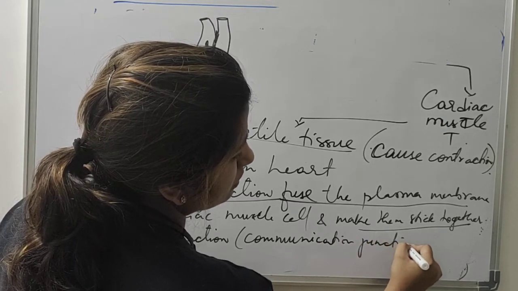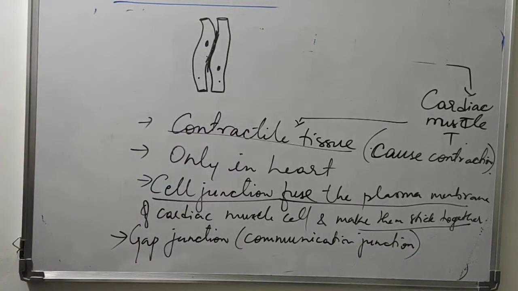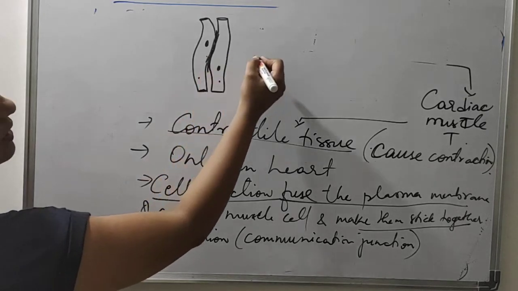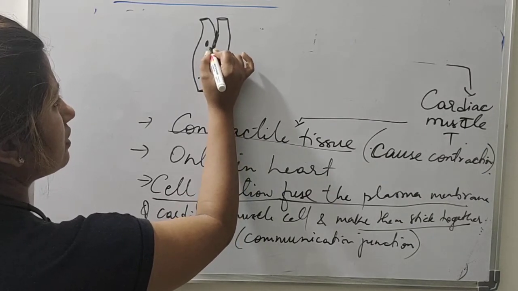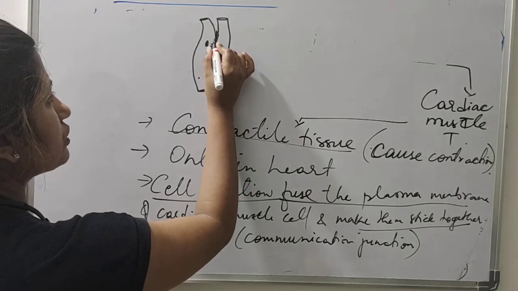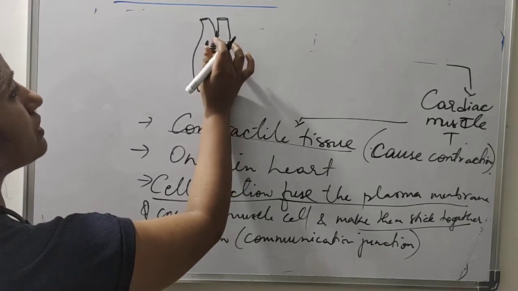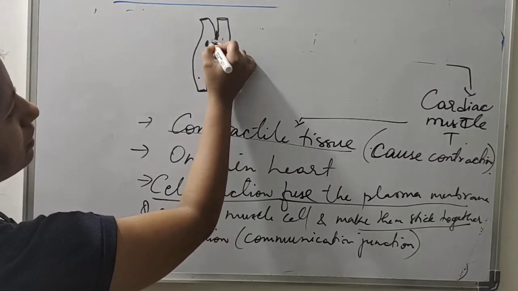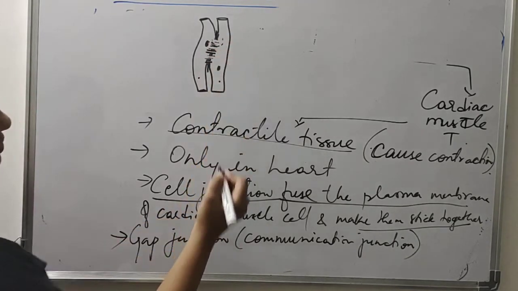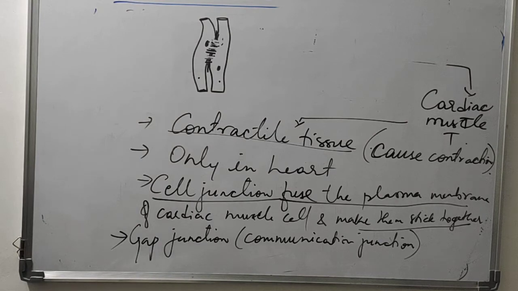Junction, okay, which is also known as communication junction. So this gap junction at some fusion point allows the cell to contract. Here, gap junction means a channel which is present between the two cells, which allows the material to move in between the cells. Okay, so that gap junction, which is also known as communication junction, at some fusion point.